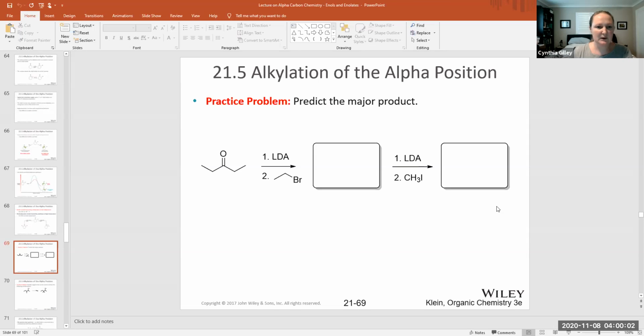Okay, let's go ahead and take a break to do a practice problem. This is a two-step synthetic sequence where you're asked to generate the products in each step. Take careful note of the base and the alkyl halide to draw the products of the reactions. Go ahead and pause it and try the problems, and then we'll go over it.